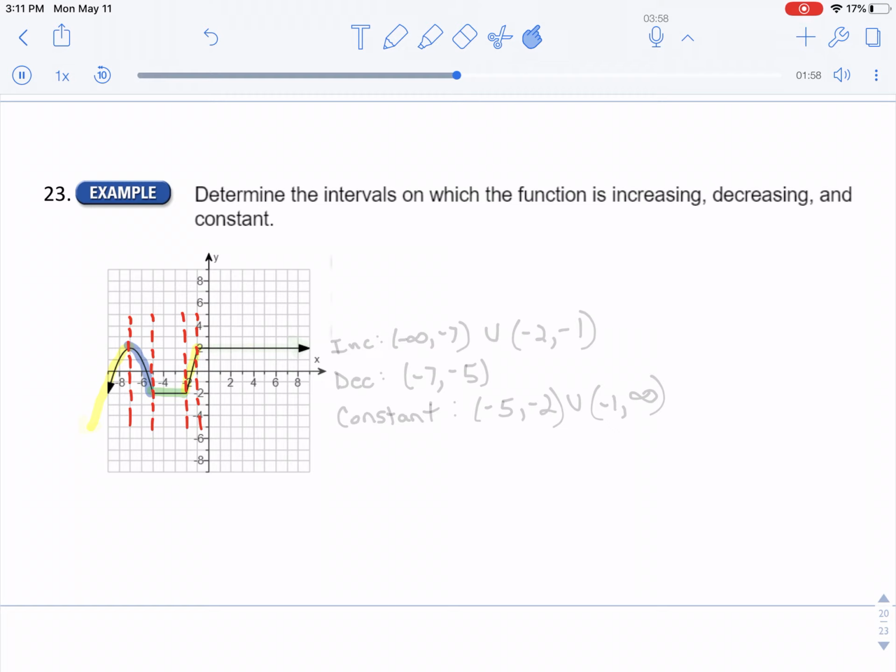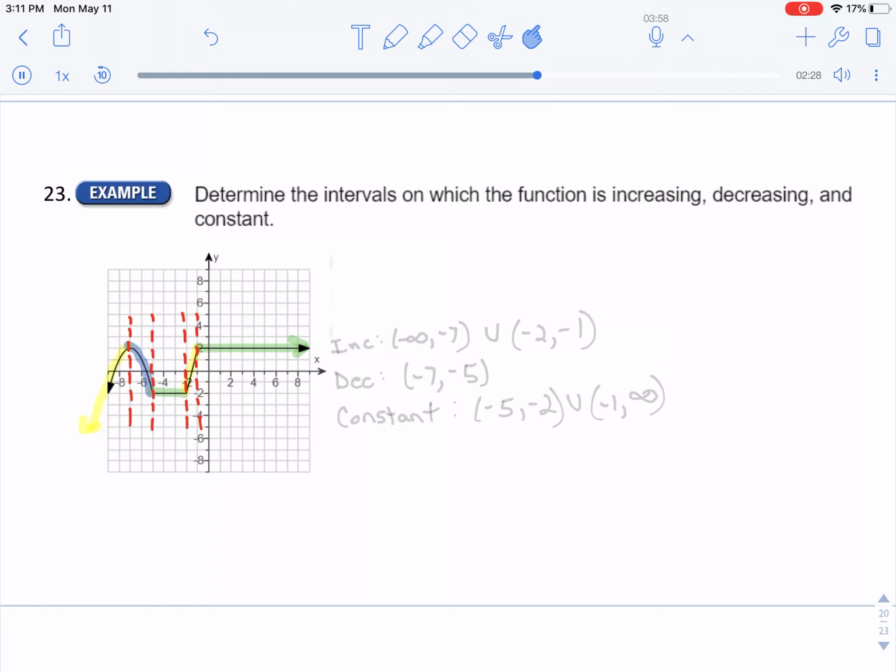All right, now, let's look at how we're going to give our answer. So we've determined that the yellow is going up, the blue is going down, and that the green is constant. Got the wrong color, so I'm going to fix that. And the green is constant. All right, so let's write our intervals.